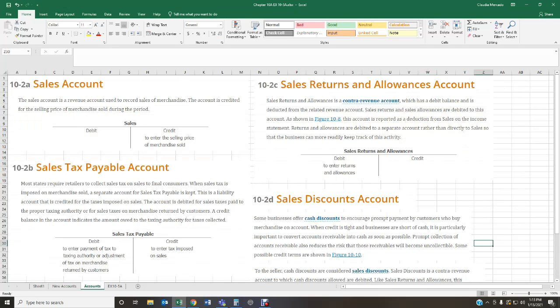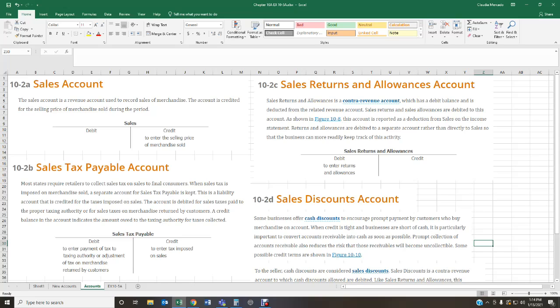Okay? Now, this is coming straight out of your book. It's explaining to you the different accounts. These are 4 of the accounts that we're going to be using the most. So the sales account is basically a revenue account used to record sales of merchandise. Every time merchandise is sold, we're going to record it in the sales account.